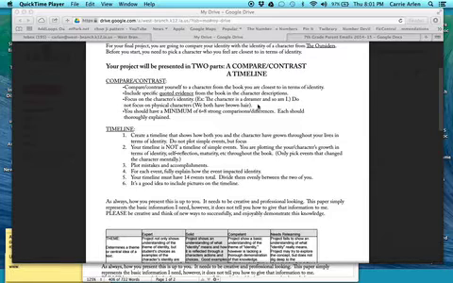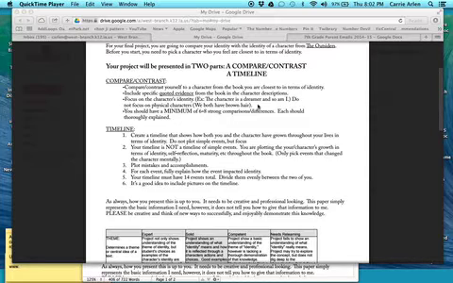Okay, so compare-contrast. You're picking a character you are most like. You are going to explain to me the ways that you are the same, the ways that you are different in terms of identity. And with each one of those, you are going to include a quote from the book that proves what you are saying.